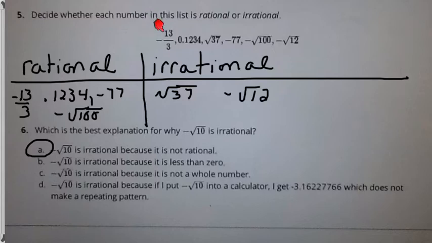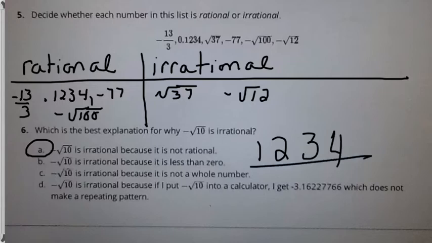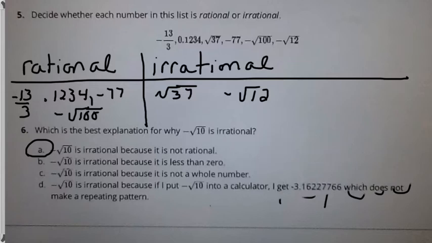First they're asking us about negative 13 over third, and guess what? It's written as a fraction, so clearly it's rational. The second one is 1,234 10,000ths, which can be written as a fraction. It would look like this, 1,234 over 10,000. And because I can write that as a fraction, it is rational.